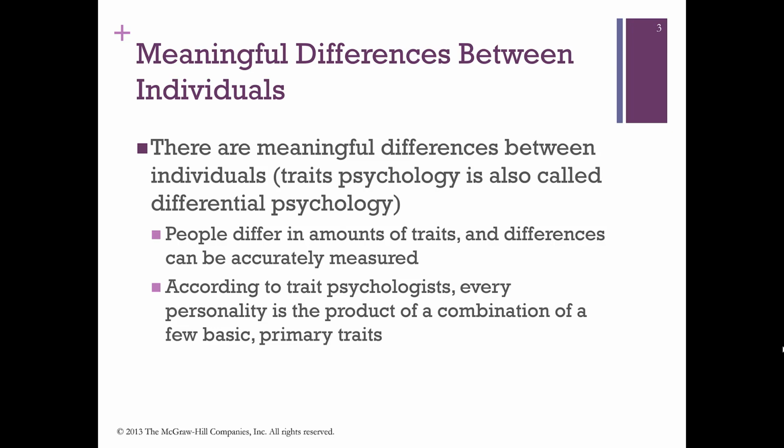There are meaningful differences between individuals. This is why trait psychology is sometimes called differential psychology. People differ in the amounts of traits, and the differences can be accurately measured. According to trait psychologists, every personality is the product of a combination of a few basic primary traits. So the 5 factors, or Big Five, that we've been talking about are a good example of these basic traits that make up every individual person. If you think back to the taxonomies we talked about last week, you'll get an idea of these traits.